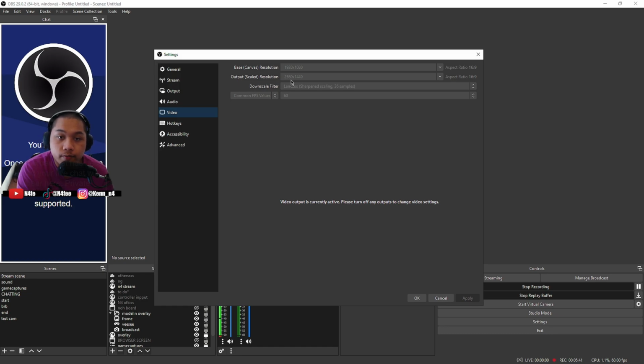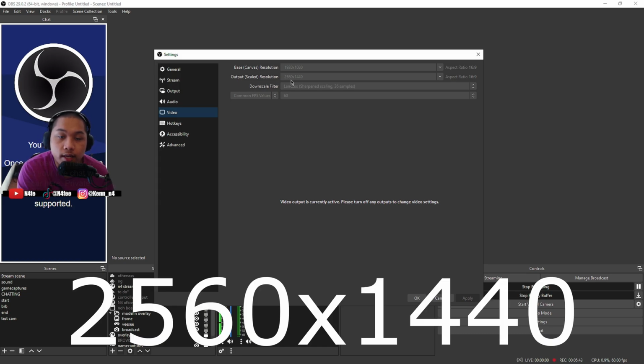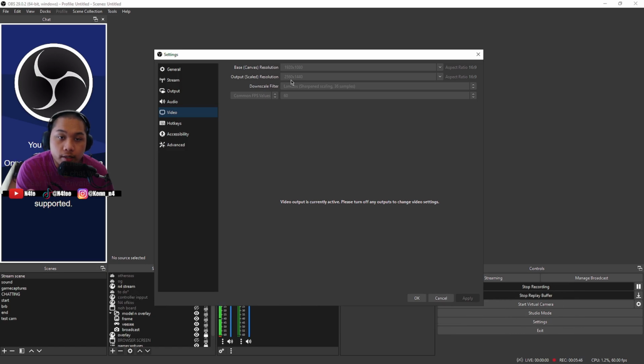So 1440p, so that's 2560x1440. You make a custom output resolution, and then you just slap that in there. Downscaling filter, I recommend Bicubic or Lanczos, one of the two. Either one is good. Review your video feed whenever you want and make your decision.